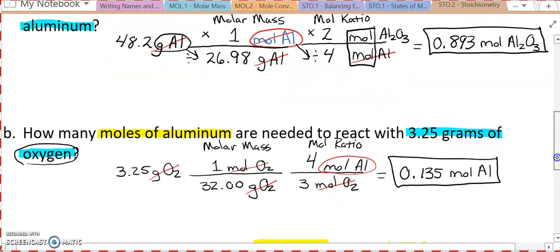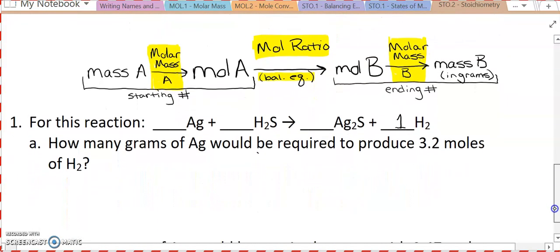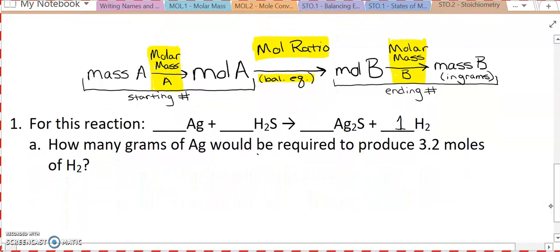Now, if I take a look at a problem, it's going to be really important to pay attention to what am I starting with and what am I ending with.